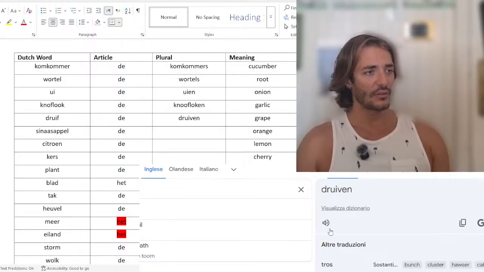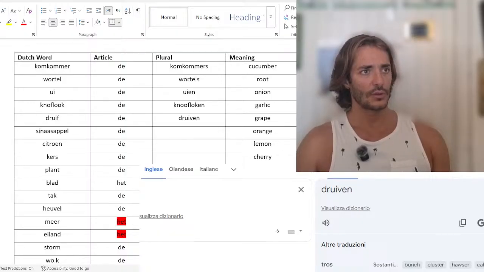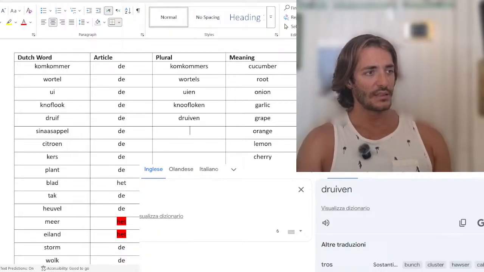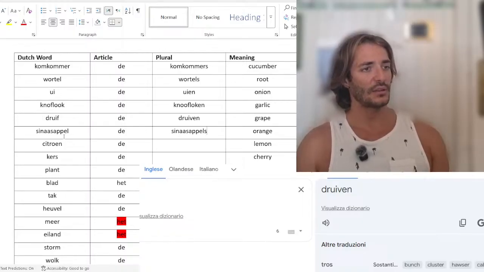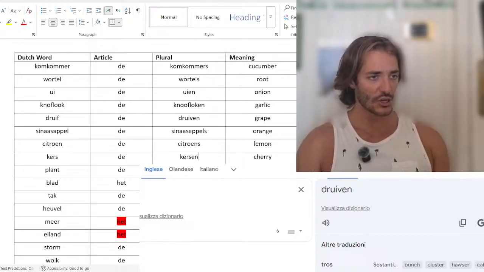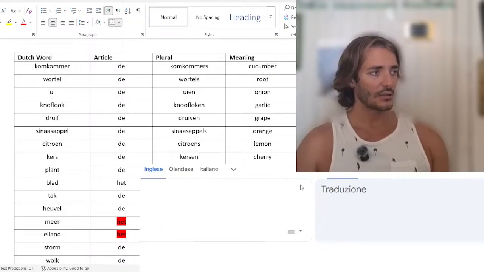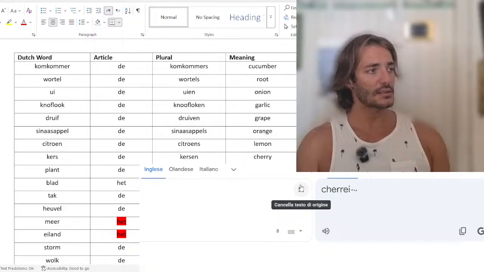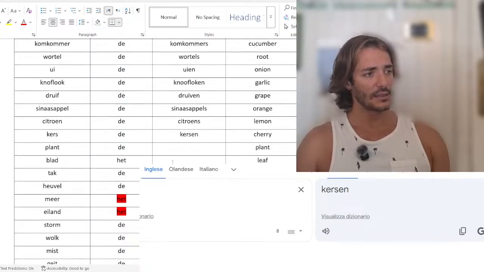Druiven. Druiven. Good. Okay, so sinaasappel. Apples, because EL adds an S. The citroen. So citroenen. The kersen, this is a cherry. Let's check. Cherries. Kersen, yes.